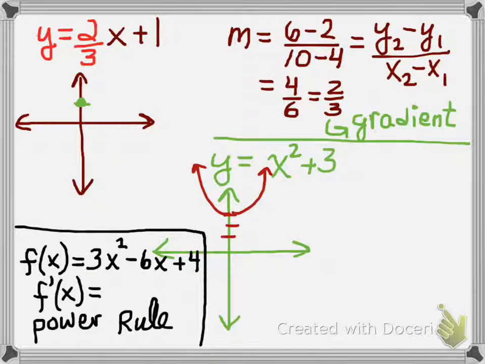Now in Algebra 1, here's an equation in slope-intercept form. This is the y-intercept, so that means the line crosses the y-axis at 1. And the slope, or the gradient, would be 2/3. Okay, so I'm going to use both words here.